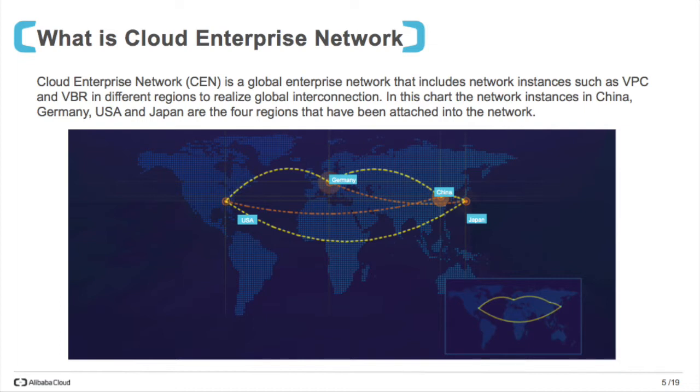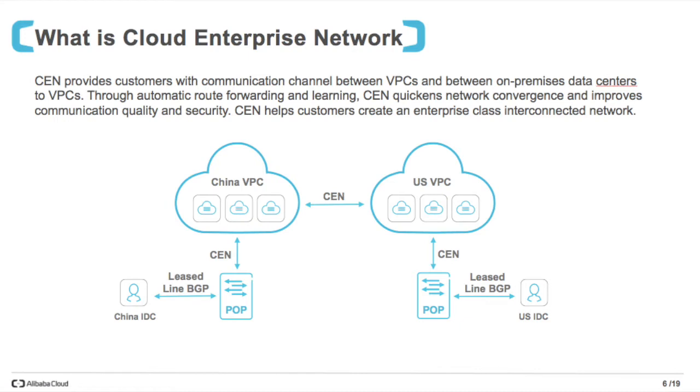As we can see, the following chart is a hybrid network architecture. With the help of leased line, customers connect their own on-premise IDC to Ali Cloud. This is a prerequisite step to let IDC communicate with Ali Cloud. With the help of leased line and deploying the BGP protocol, the customer's IDC is connected to Ali Cloud.